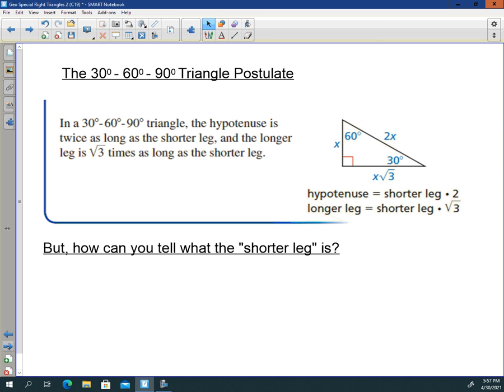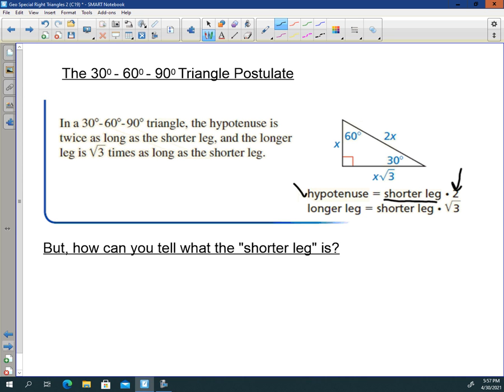In a 30-60-90 triangle, the hypotenuse is twice as long as the shorter leg, and the longer leg is the square root of 3 times as long as the shorter leg. So that's a little more to take in than the 45-45-90s or isosceles right triangles. So it's kind of broken down here. Your hypotenuse is going to be the shorter leg times 2.